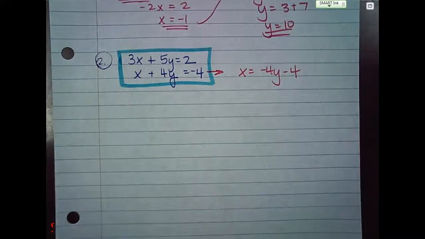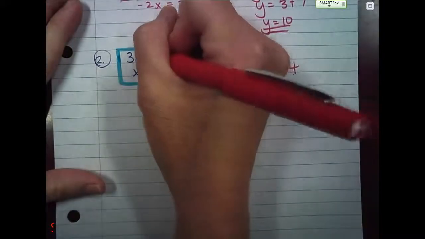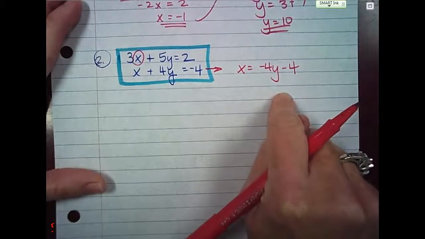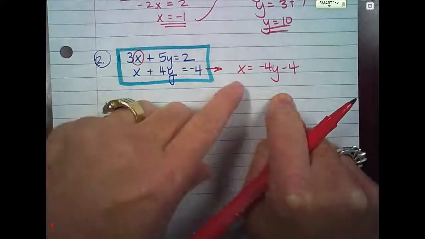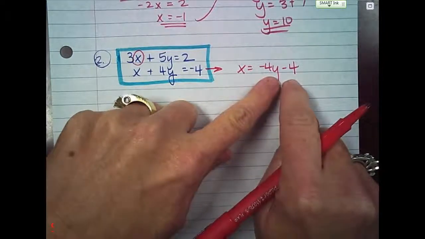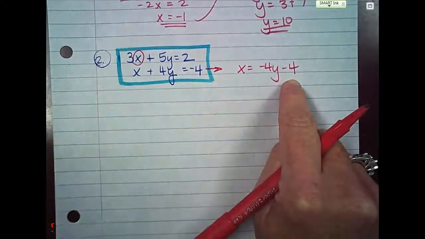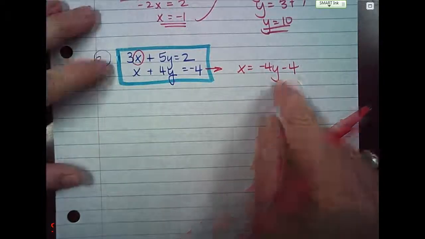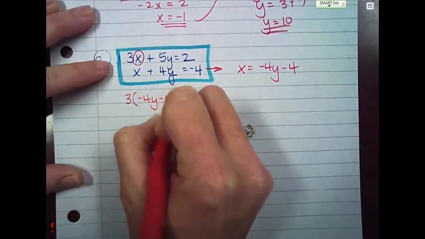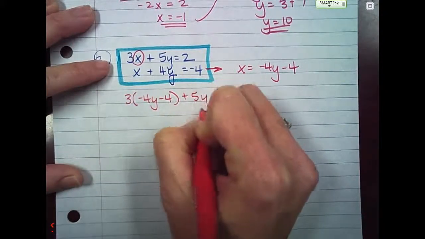My second step then is to take that and trade the second line out so that all I'll have is x's. So I'm going to pull this x out because I'm telling you x is the same thing as negative 4y minus 4. These are the same thing. So wherever I see an x, if I can just put this in there, I'll have no x's yet the same value. So I'm going to say, all right, 3 times negative 4y minus 4 plus 5y equals 2.